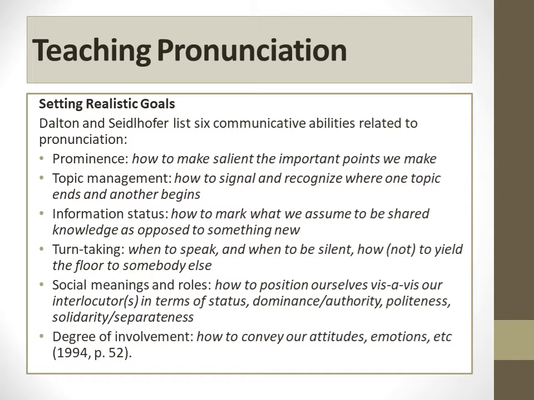5. Social meanings and rules, how to position ourselves in relation to our interlocutor, in terms of status, dominance or authority, politeness, solidarity, or separateness. 6. Degree of influence, how to convey our attitudes, emotions, etc.